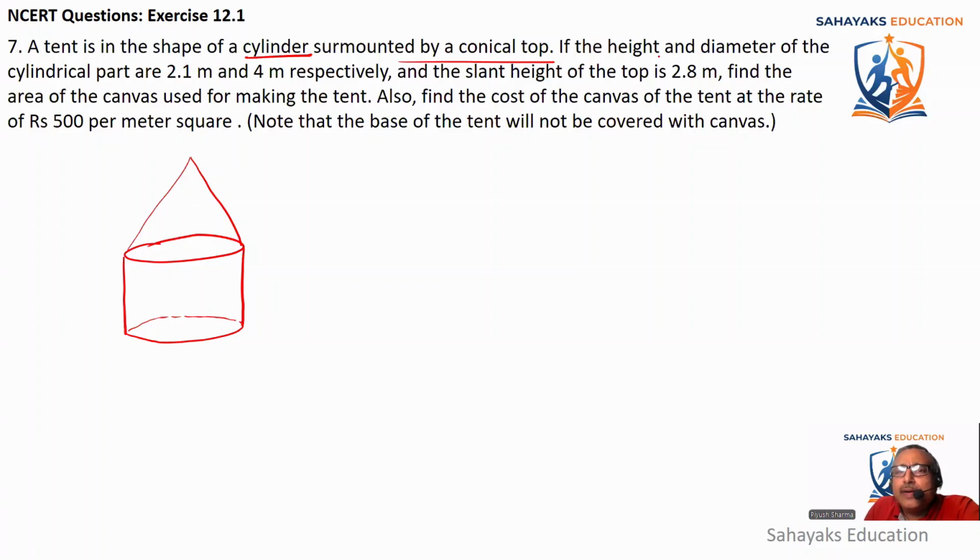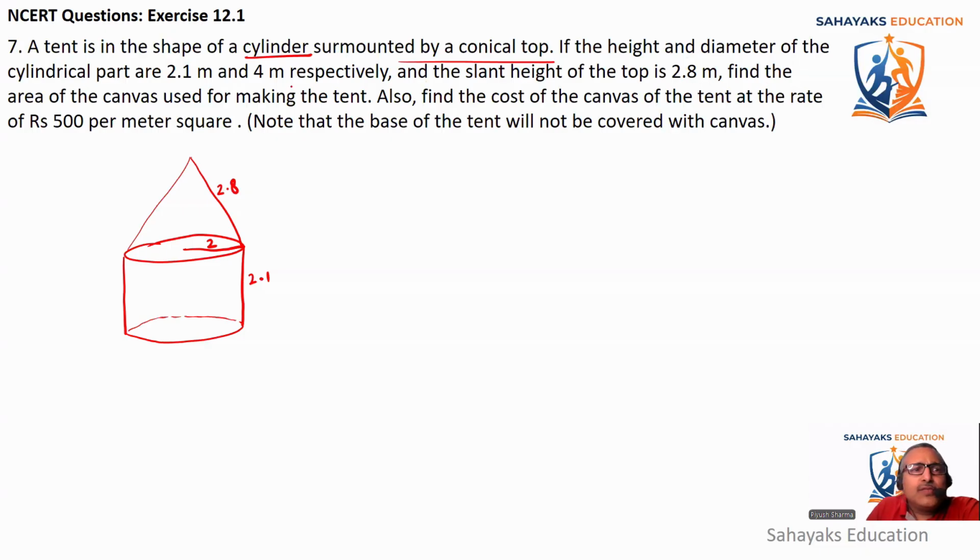If the height and the diameter of the cylindrical part are 2.1 meter and 4 meter respectively, so we are taking only the cylindrical part here. The height is 2.1 and diameter is 4 meter. So everything is in meter. So radius comes out to be 2 meters. If the diameter is 4 meter, the radius will be 2 meters. And the slant height of the top is 2.8 meters. Oh, good. They have already given slant height is 2.8 meter.